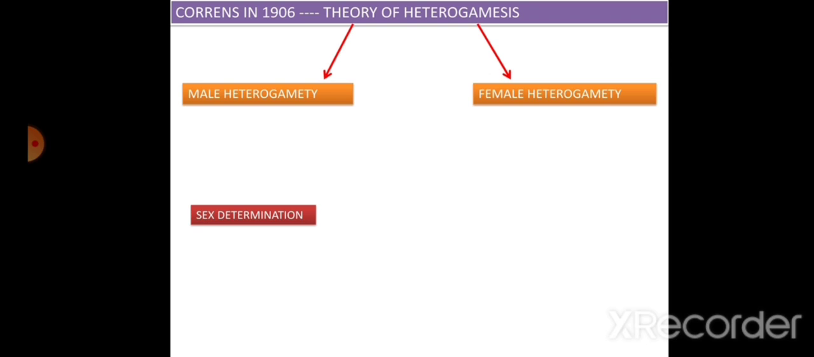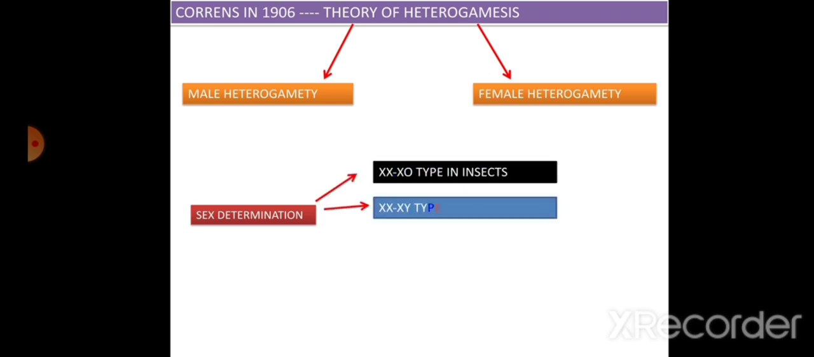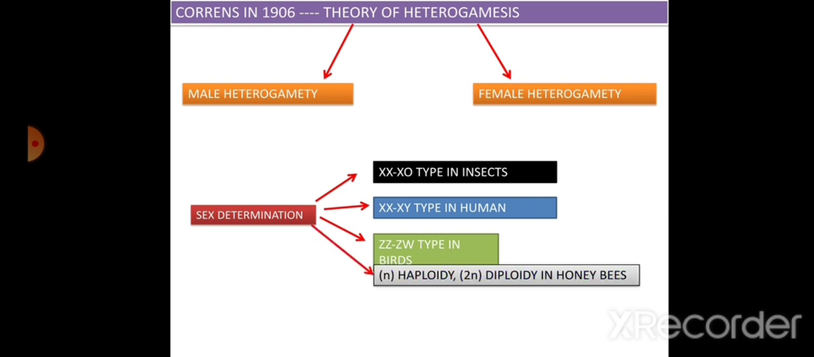So sex determination, after the proposal of this heterogamesis theory, got classified into 4 categories: sex determination in insects, which is of XX and XO type; sex determination in humans, which is XX and XY type; sex determination in birds, which is ZZ and ZW type; and the last one, sex determination in honeybees, which is haploid and diploid type. Let's try to understand all these examples one by one.